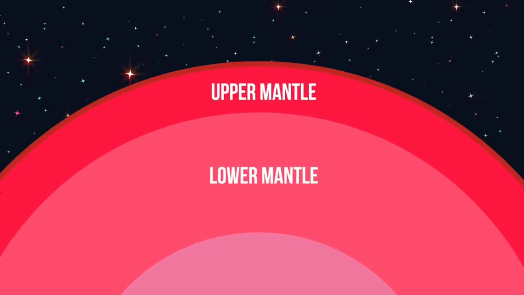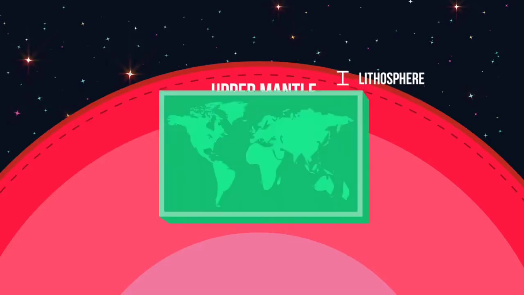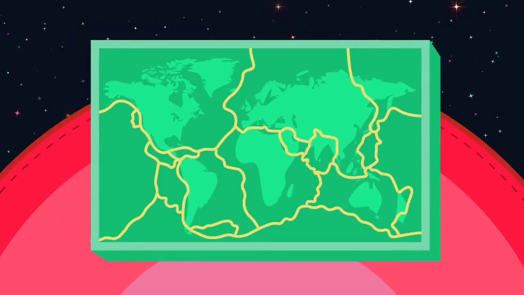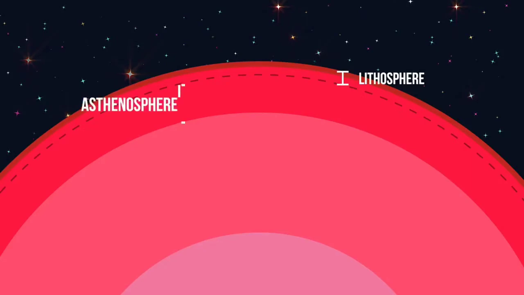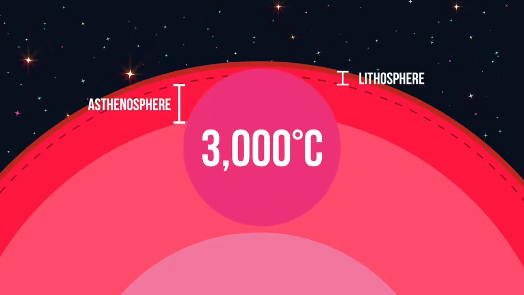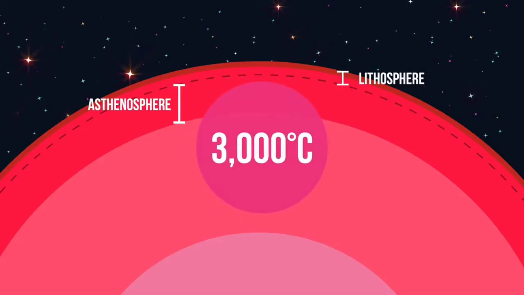The outer part of the upper mantle is like the crust, but much cooler and rigid. The crust and outer upper mantle together is called the lithosphere. The lithosphere is broken into large pieces, which make up Earth's tectonic plates. These plates sit on the inner part of the upper mantle called the asthenosphere. The rock here is softer and partially molten as temperatures rise to 3000 degrees Celsius.